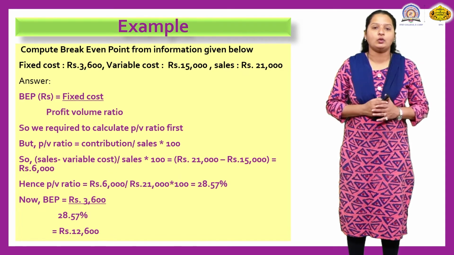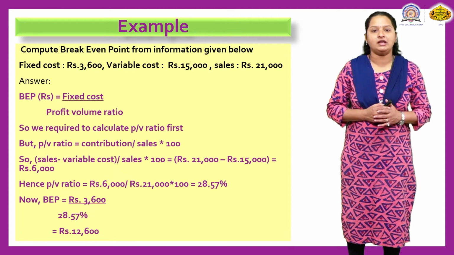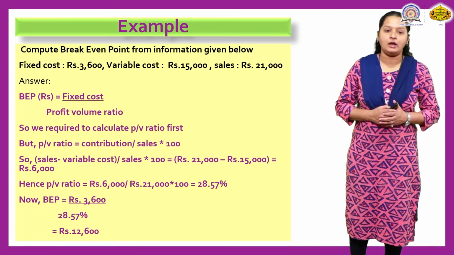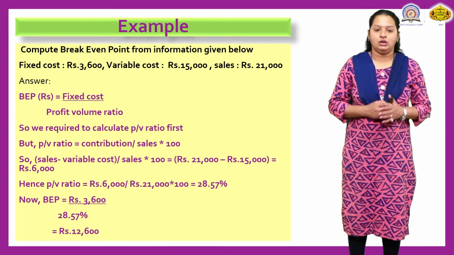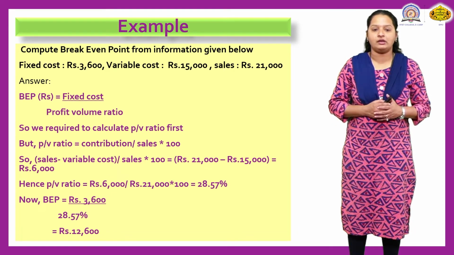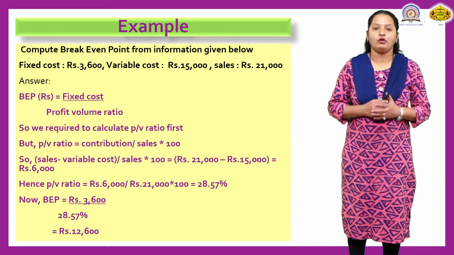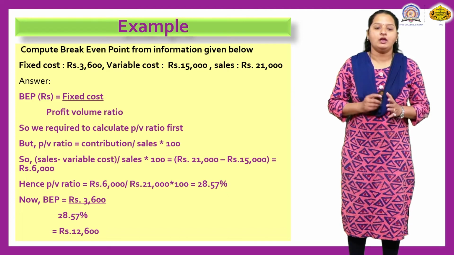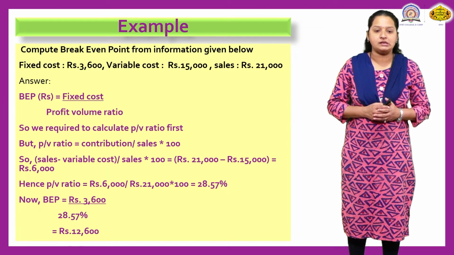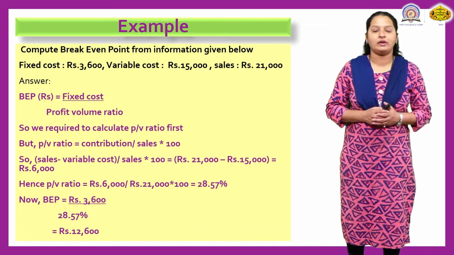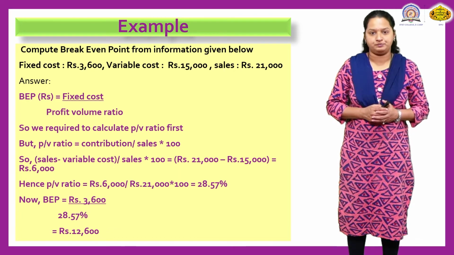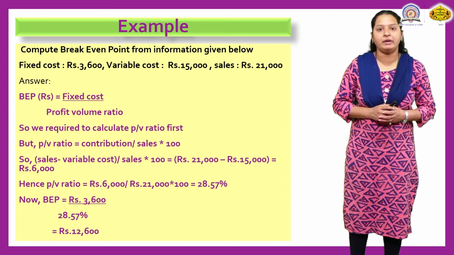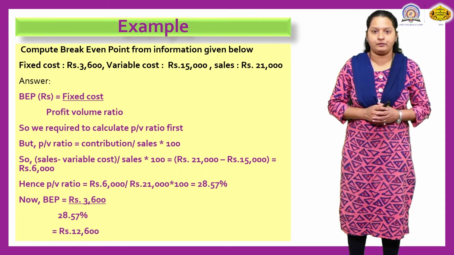So, we now have the PV ratio, and we also have the fixed cost, so it is easier to calculate the break-even point in rupees. We will put these figures into the formula. BEP in rupees is equal to fixed cost, that is 3,600, upon profit volume ratio, that is 28.57%, and in this way we have calculated the BEP in rupees as 12,600. So, my dear friends, I hope you have understood how to calculate the break-even point in rupees.